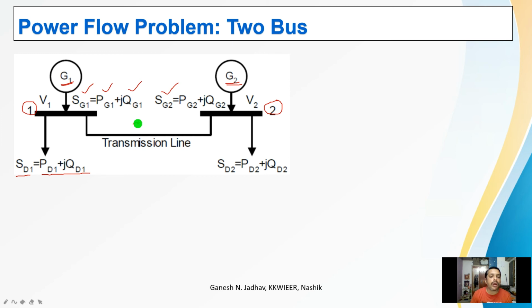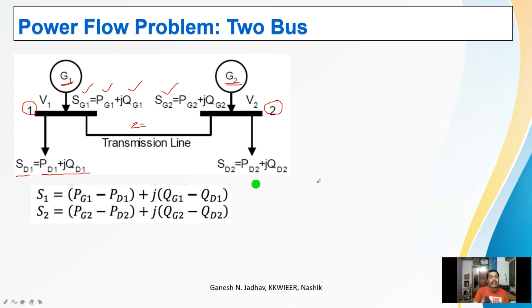Let the reactance, or I can say the impedance, of this transmission line be Z. So I can write down the power at bus 1 as PG1 minus PD1, because this is the generation and this is the demand. So PG1 minus PD1 plus j(QG1 minus QD1). This is the power injected at this bus. Similarly, power injected at bus 2 is PG2 minus PD2 plus j(QG2 minus QD2). So this is the complex power equation in the two bus system.